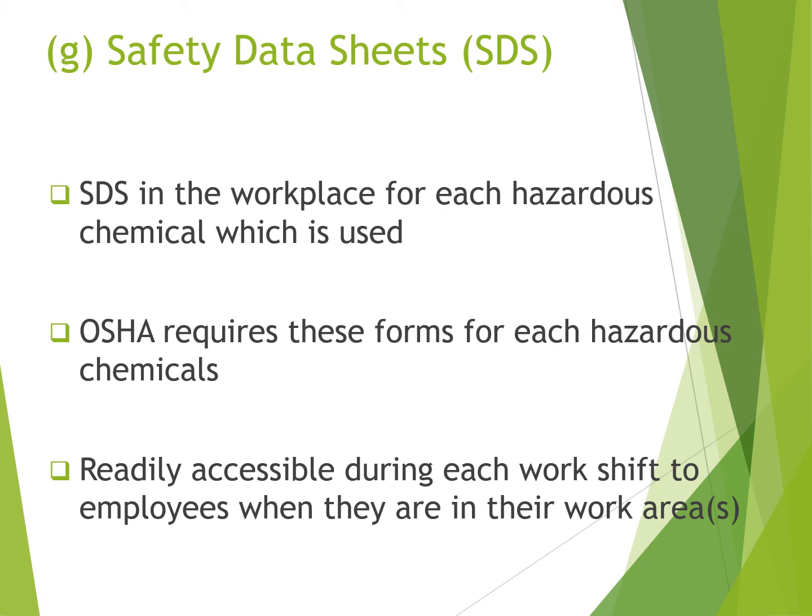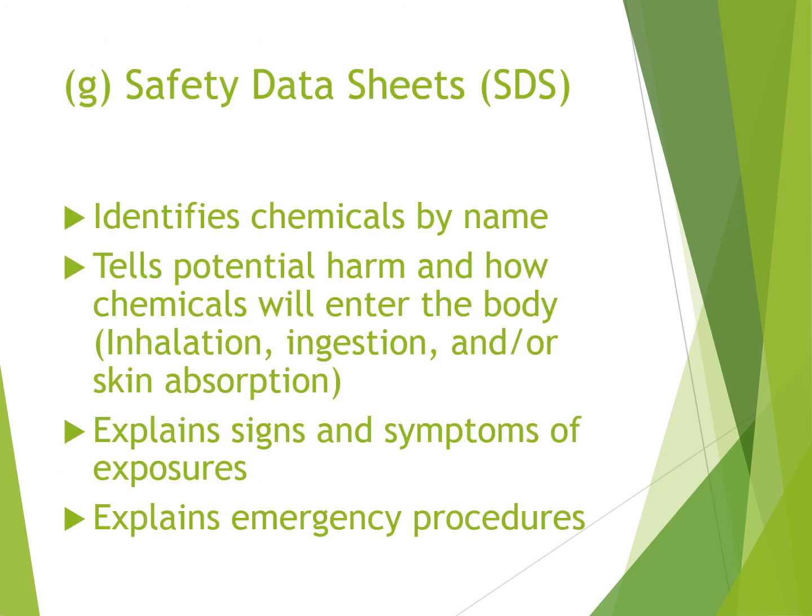There should be a safety data sheet in the workplace for every chemical that's in the workplace. So that's a requirement from OSHA, and they should be accessible during each work shift so that people can see them. And then we talked about some of the things there. There are, of course, emergency procedures in the safety data sheets too.